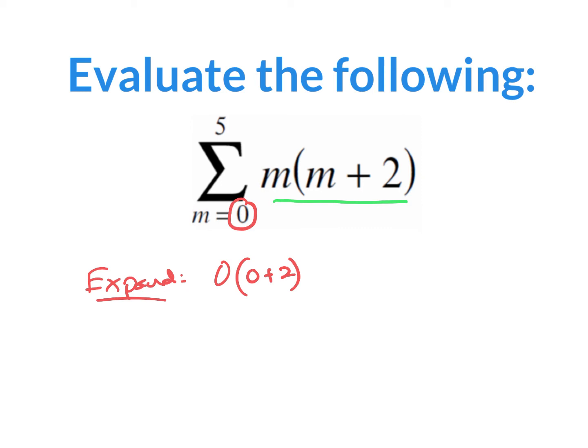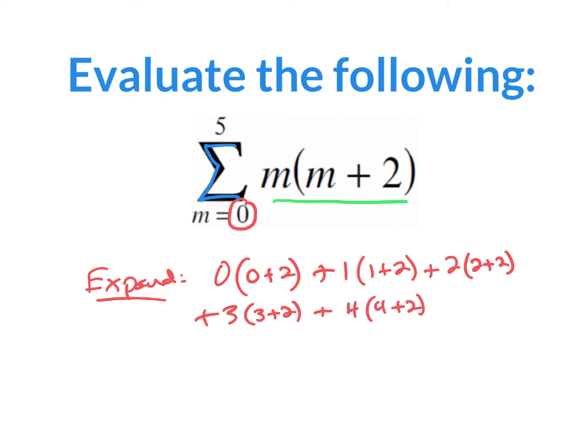Remember that sigma notation, that backwards E, represents adding. So I'm going to put a plus sign, and then I'm going to move to the next integer above 0, which is 1. So if I plug in 1 for m, it's going to be 1 times 1 plus 2. And then if I plug in the next integer of 2, then it's going to be 2 times 2 plus 2. And then it's going to be 3 times 3 plus 2. I want to sub in 4. And then notice we're going to stop because the last number is 5 that I want to sub in for m.